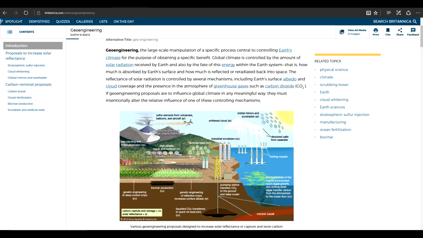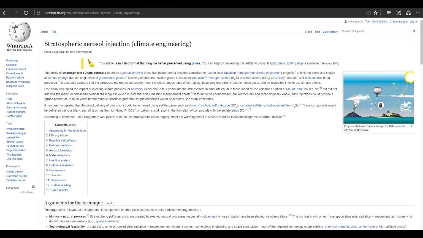According to the Encyclopedia Britannica, geoengineering is the, quote, large-scale manipulation of a specific process central to controlling Earth's climate for the purpose of obtaining a specific benefit, end quote. Wikipedia rebrands geoengineering as stratospheric aerosol injection and defines its implementation as, quote, for use in solar radiation management climate engineering projects to limit the effect and impact of climate change due to rising levels of greenhouse gases, end quote.